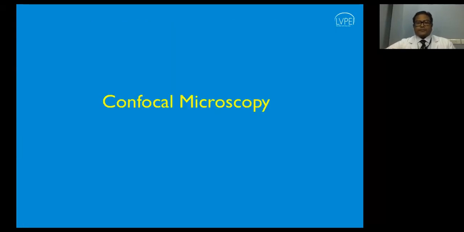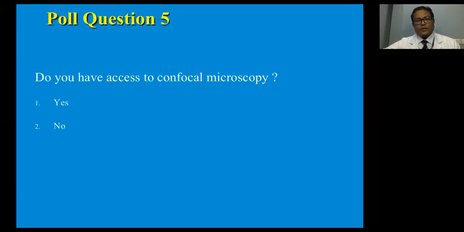And in addition to the other tests that we have, another test of importance is confocal microscopy. Now, confocal microscopy is something which would typically be available in a research setup. But having said that, it is something which can help us diagnose the bugs in vivo or in the live conditions. So, do some of our colleagues have access to confocal microscopy?